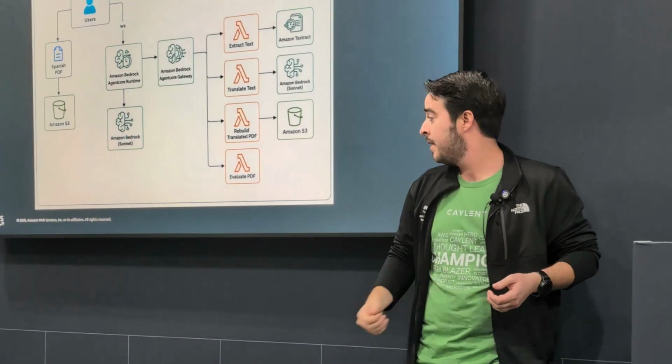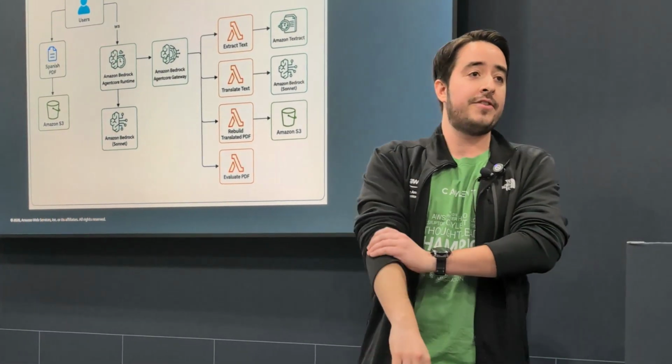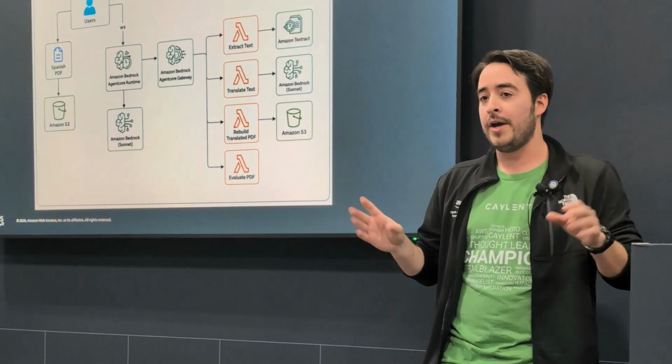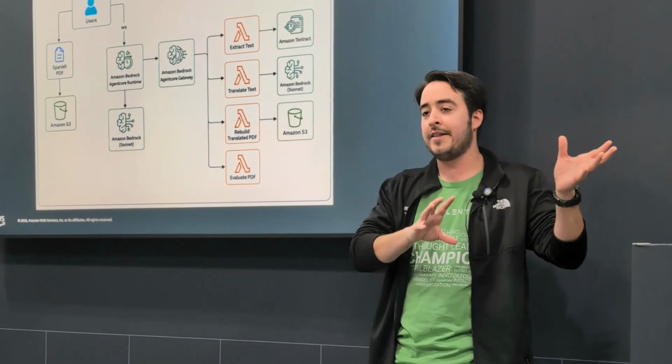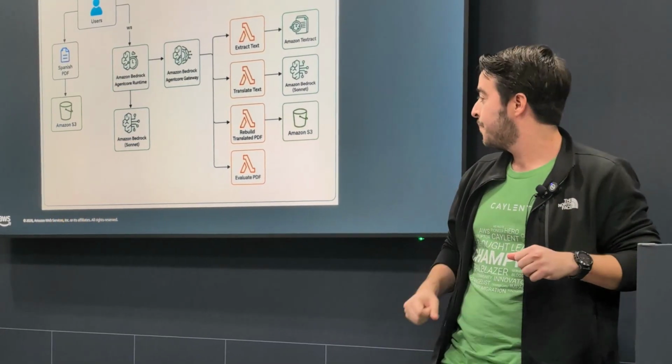And our evaluation right now is just static code that's going to do the evaluation, checking that text appears in the correct coordinates.